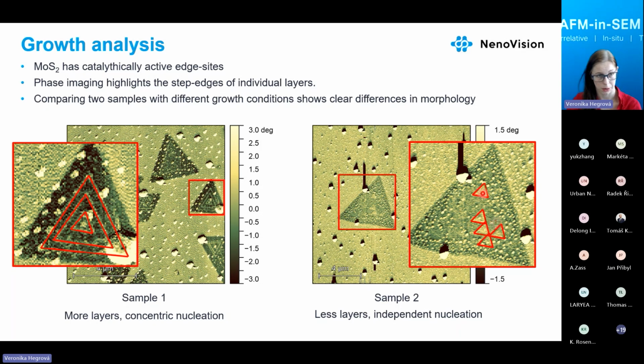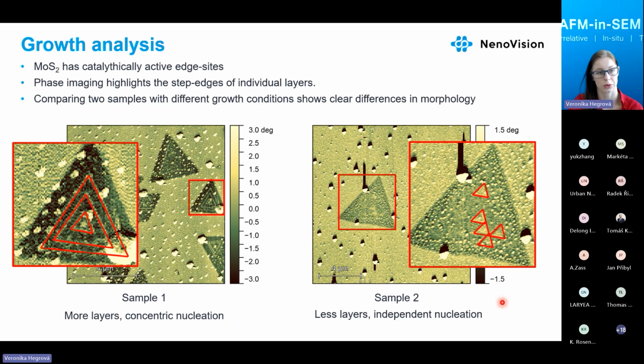So phase imaging helped us to highlight these edges. And what's very interesting is that for different growing processes, the sample grew differently. The first one, there were more layers and concentric nucleation. And in the second type, there was less layers and the nucleation was independent, as we can see here in red.